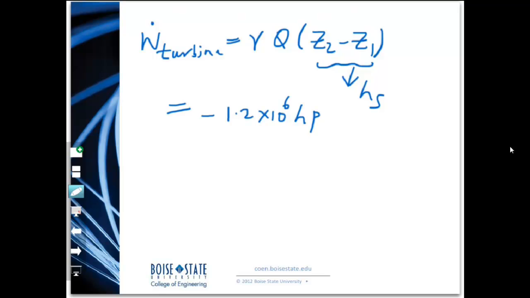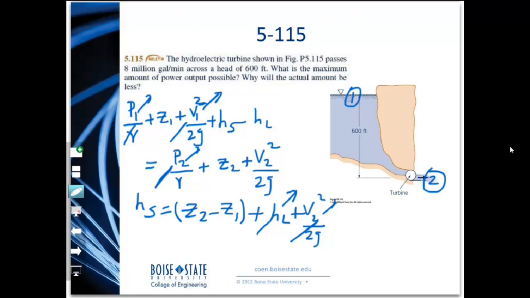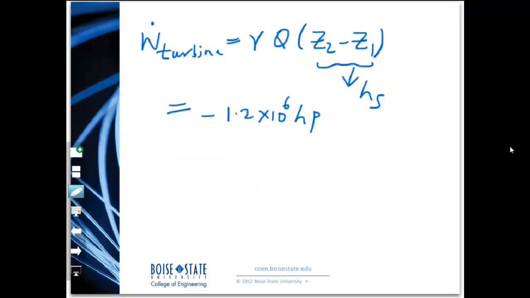and you're asked to comment on why the actual amount will be less. You can think of it this way: you'll have some frictional losses, and you'll have some velocity here, so there will be some kinetic energy associated with it at exit 2. So you can say that theoretically it won't be this much power, or in practice we probably won't get this high a power.